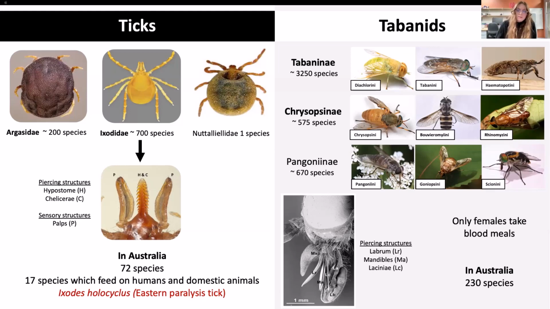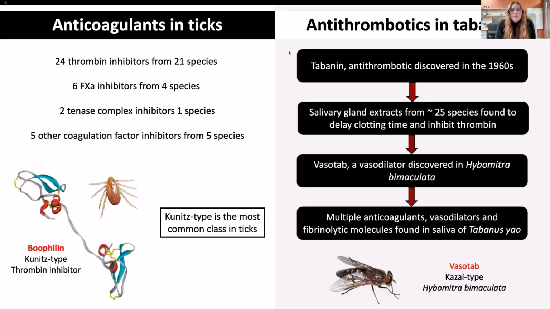In Australia, we have around 230 species, but unlike the ticks, we don't know any by species name that are medically relevant to the same extent. So the saliva of these animals obviously contains a really complex mixture of biologically active molecules, which will target the vertebrate hemostatic system to facilitate feeding.